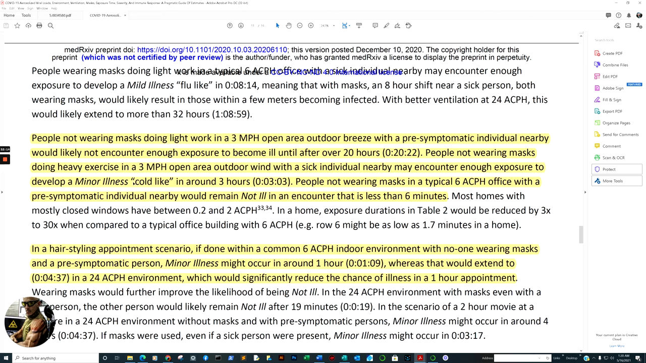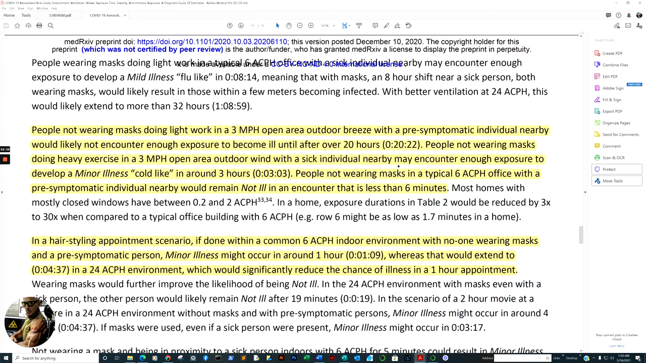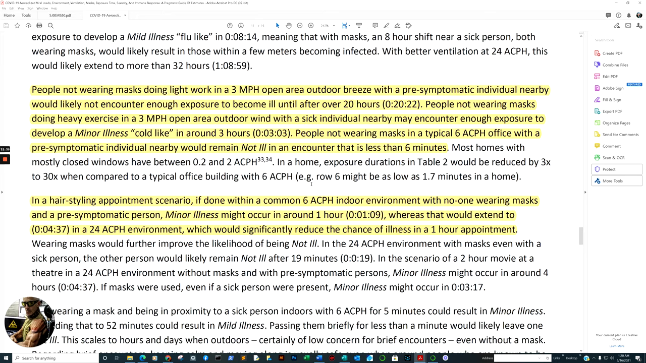Maybe encounter enough exposure to develop a minor illness. People not wearing masks in a typical, remember, 6-air-exchange office with a pre-symptomatic individual nearby would remain not ill if the encounter was less than 6 minutes. So think, for example, of grocery stores or individuals working in a high-traffic area, a fast food establishment and so on, provided it's the customer and not the employee. Or employees working together, yeah, that could create a problem.